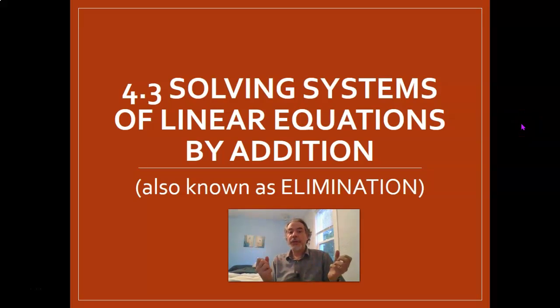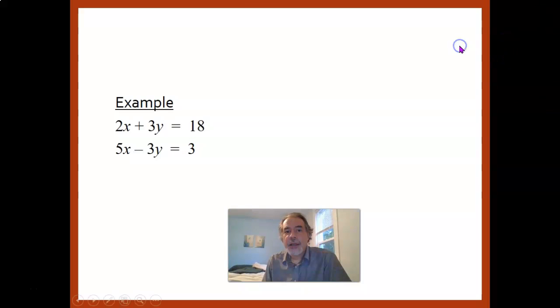So now, the third method of solving systems of linear equations. Some people call this the addition method. Some people call it the elimination method. Let's look at an example. Here's a system of equations. We would like to solve it.